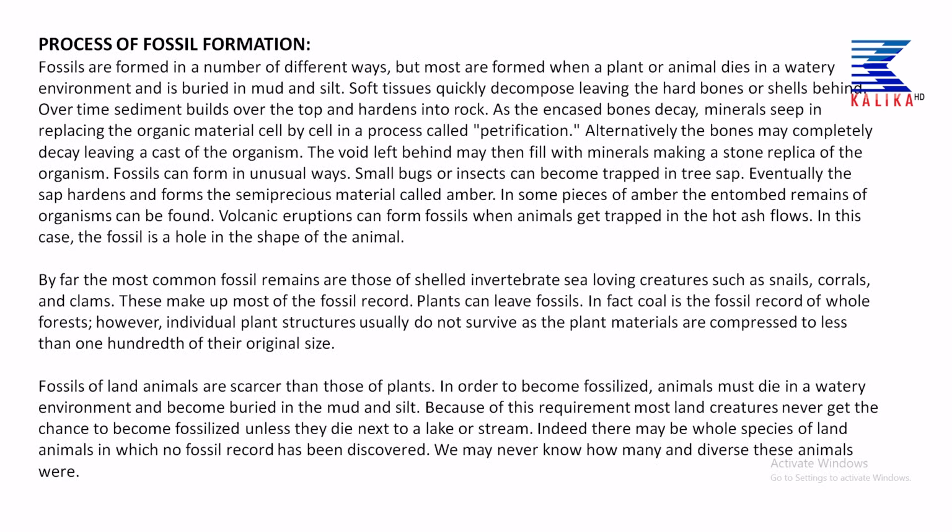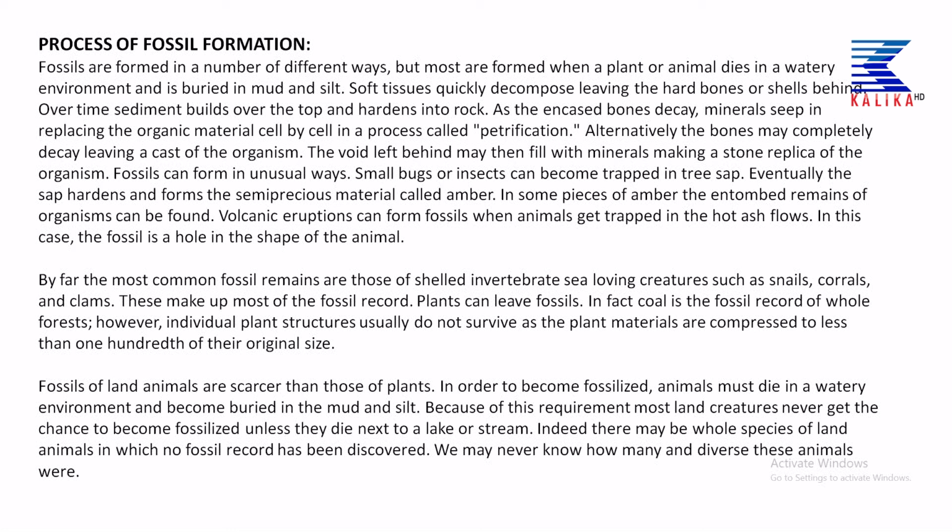Okay, now see how fossils are formed, or the formation of fossils, as we already discussed. I can again make some explanation about that. Fossils are formed in a number of different ways, but most are formed when plants or animals die in a watery environment and are buried in the mud and silt. Means the process of decomposition is started here. Soft tissues quickly decompose, leaving the hard bones or shell behind. Over time, sediments build over the top and harden into rocks.